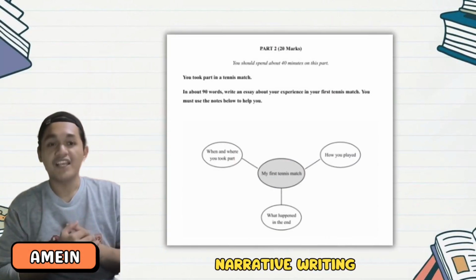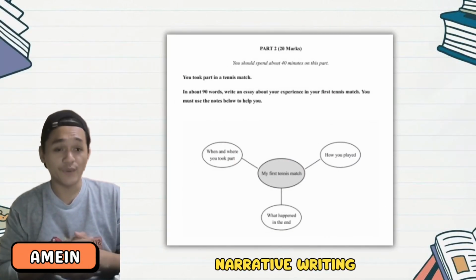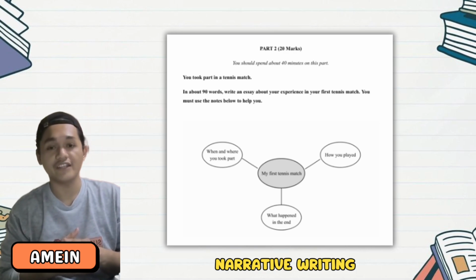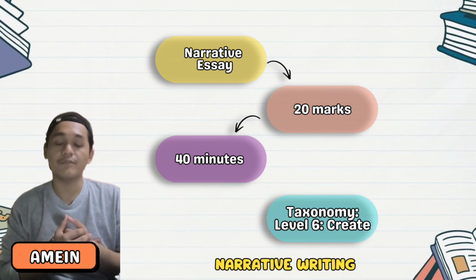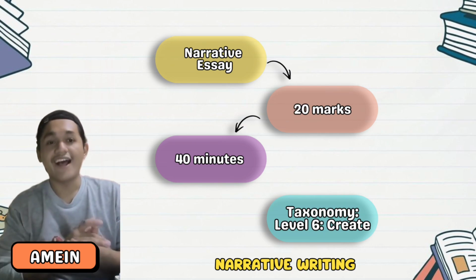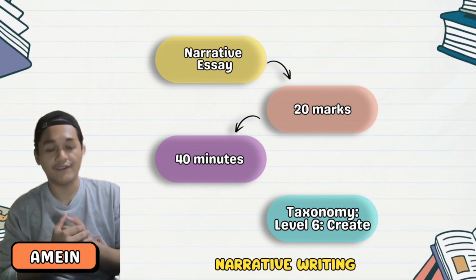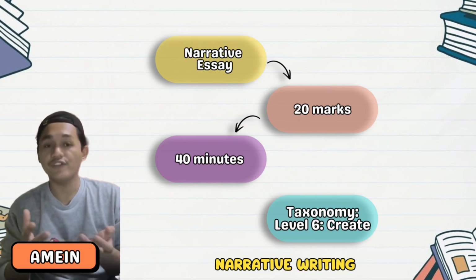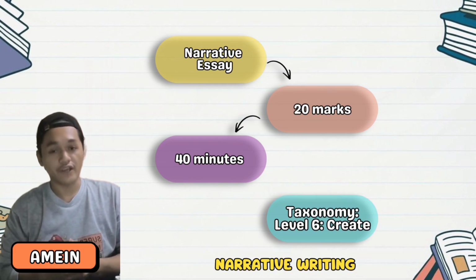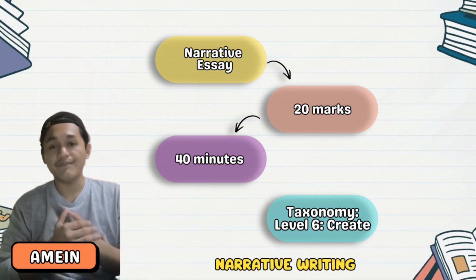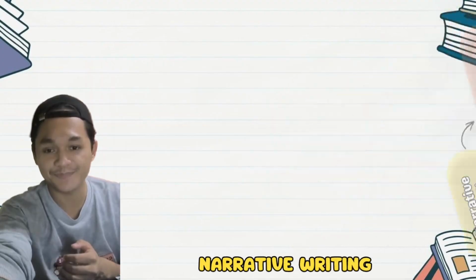And part 2 is a short narrative essay, also worth 20 marks. With 40 minutes allocated, students will write about 90 words describing their first tennis match experience. This task also falls under Bloom's Create level, as students will produce an original and personal recount. Overall, both questions focus on communicative writing, organization, and basic language accuracy.